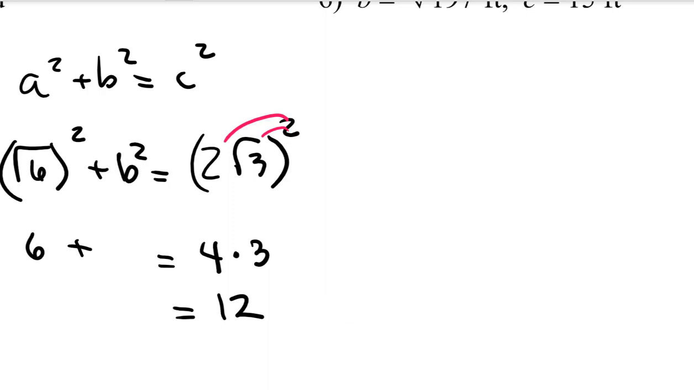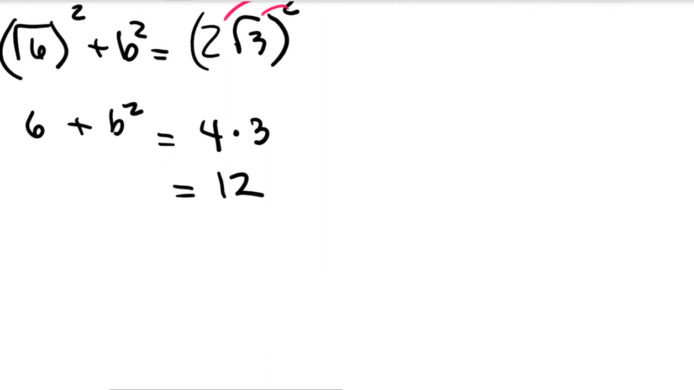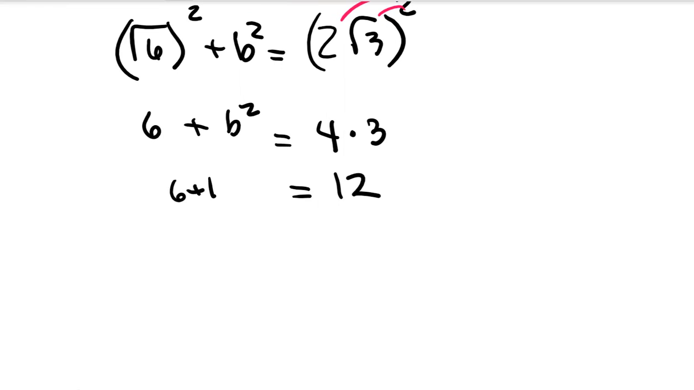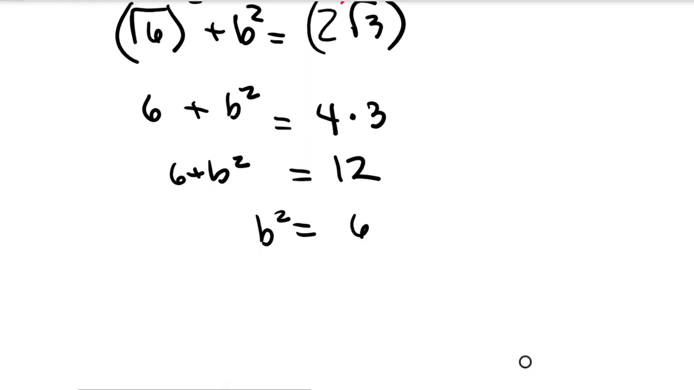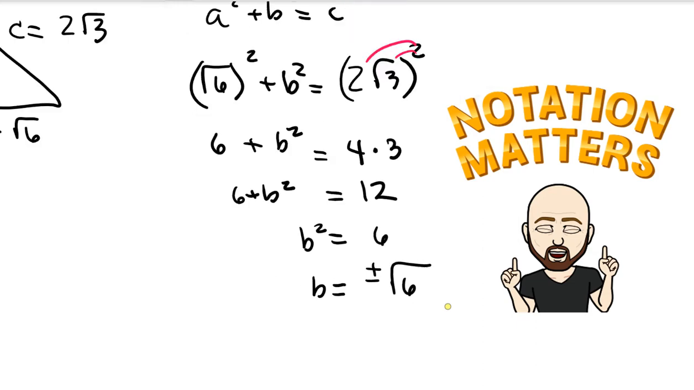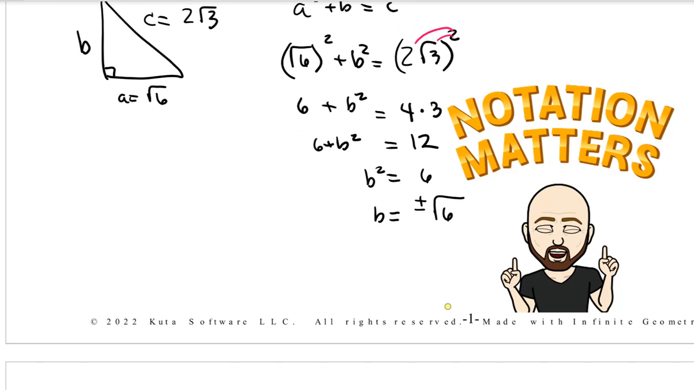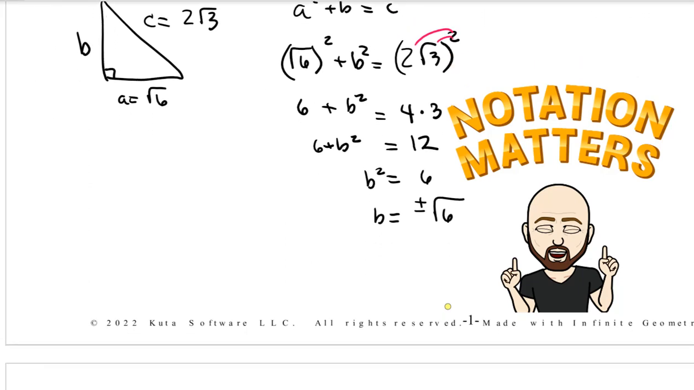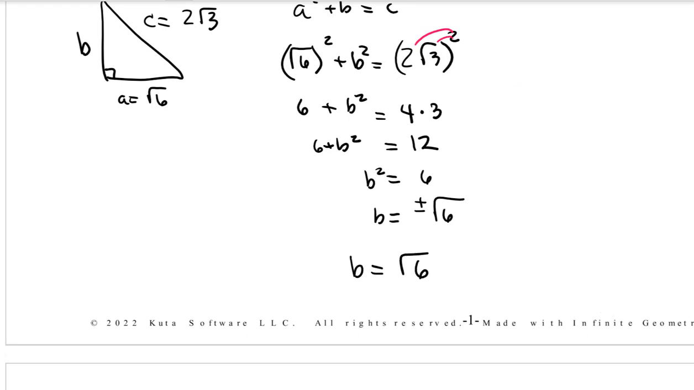All right, so I'm going to have 6 plus B squared equals 4 times 3, or 6 plus B squared equals 12. And when I subtract, I'll get B squared equals 6. And then, of course, B is going to be, now this is where you've got to be careful, watch your notation, plus or minus the square root of 6. Since we're dealing with the length of a triangle, the only one of those two answers, plus or minus, is going to be B equals square root of 6. So that is the length of side B.